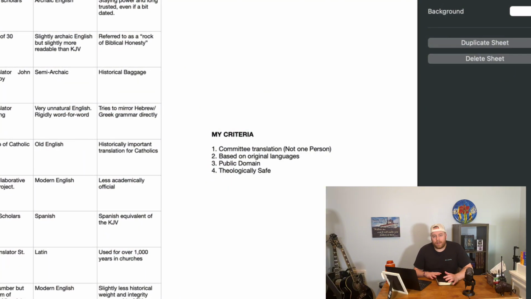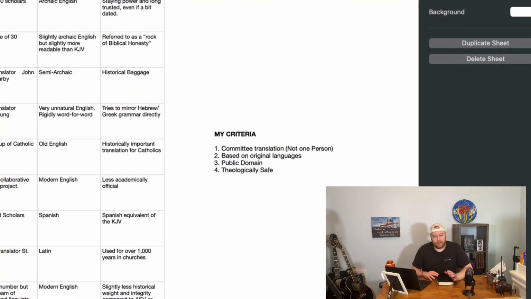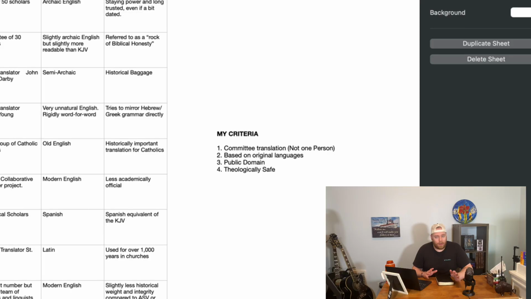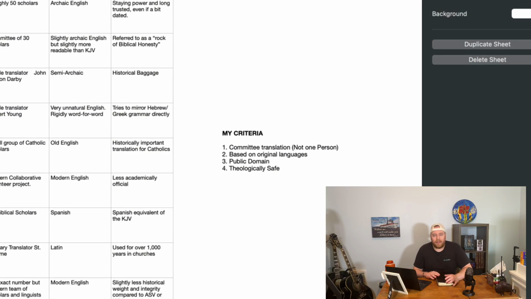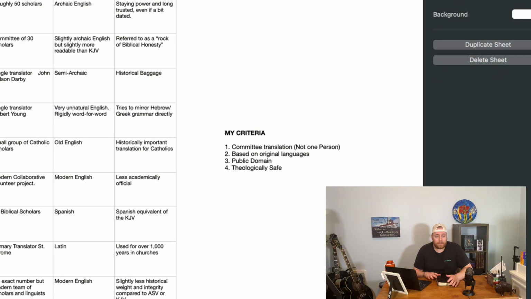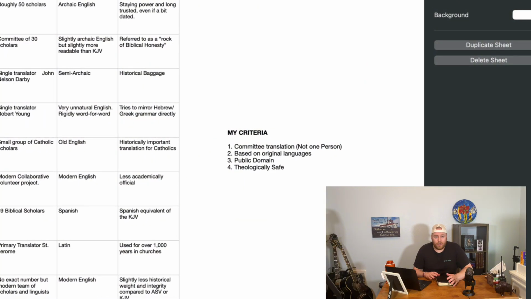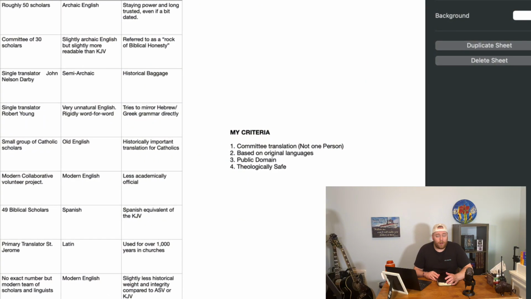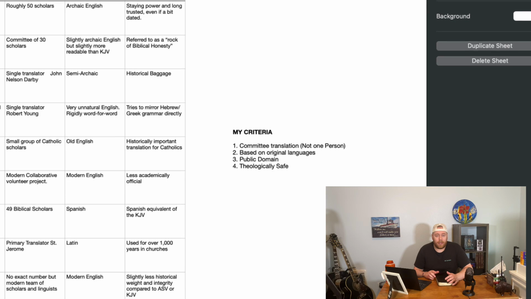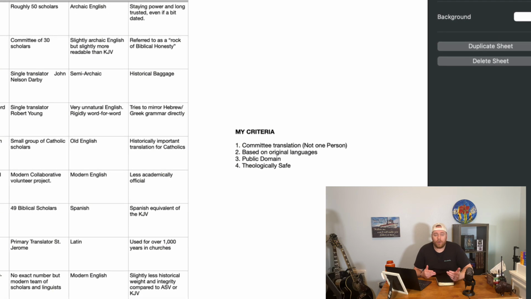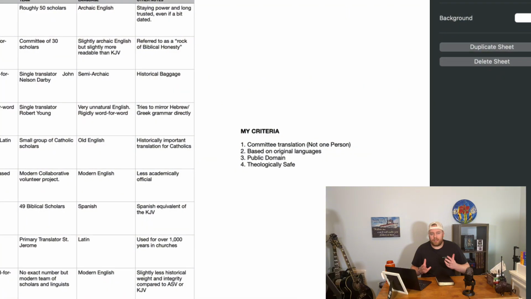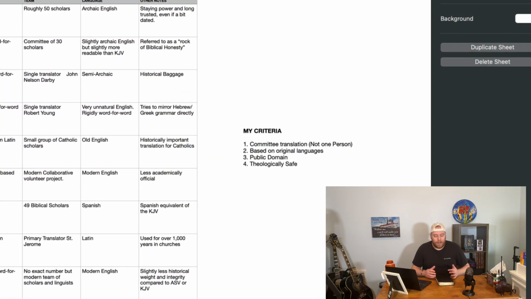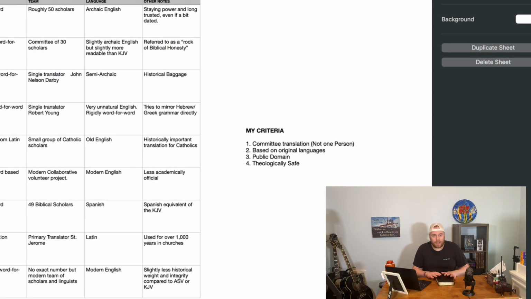There is one on this list that is a little kind of iffy. I'll explain that when I get there. And then number 4, something that is theologically safe, something that has been trusted by generations, or at least held in very high esteem and good regard, and has a good standing. I don't want something that feels like there's potential for something to go wrong. I want as close a translation as I can get.